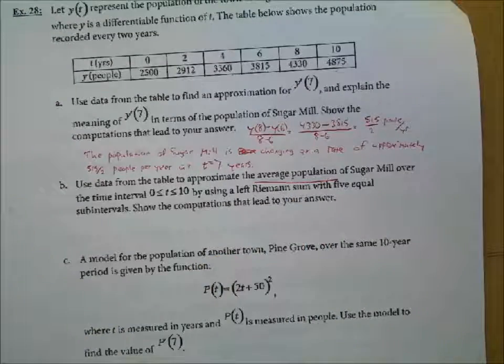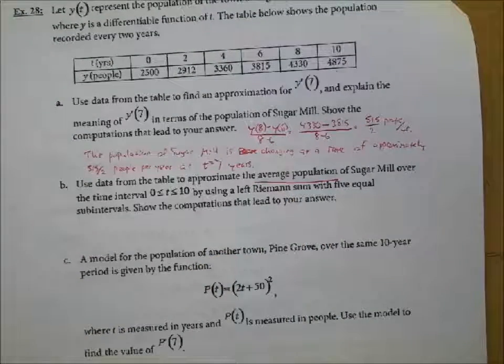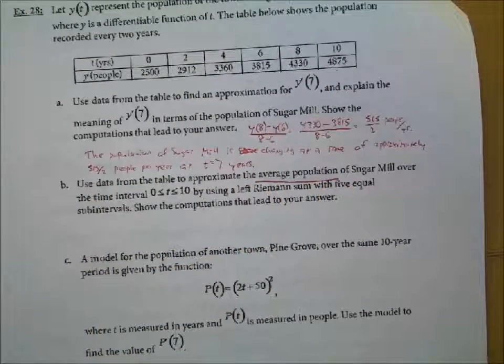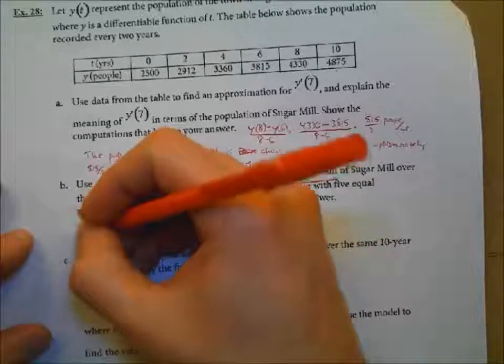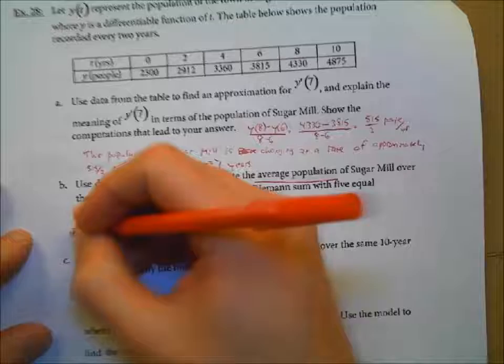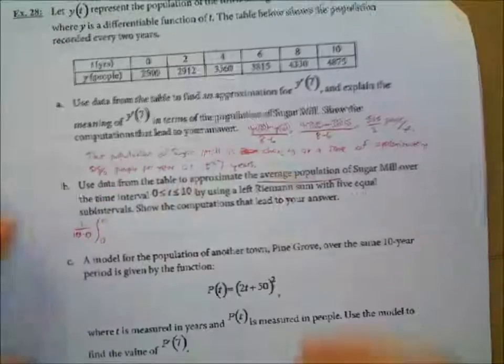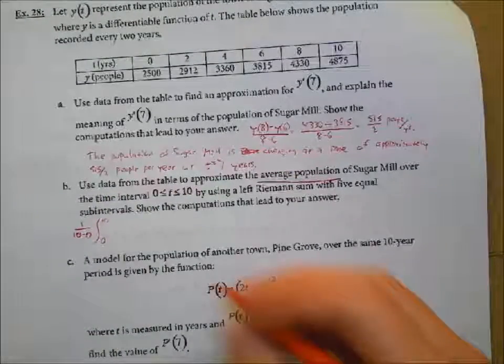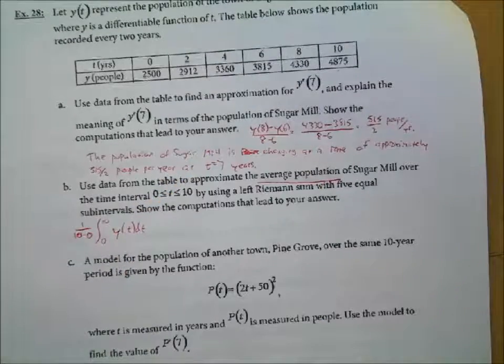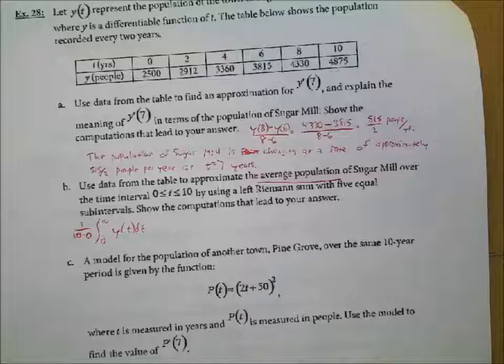If we were asked to find the average rate of change of the population, then we would use the average rate of change formula. But since we're given population information, we want to find the average population, the average value. How do you find the average value? Well, it's 1 over 10 minus 0, because that's our a and our b, times the integral from 0 to 10 of the thing whose average value we're trying to find. So in this case, y of t dt. Okay, so that's the setup.